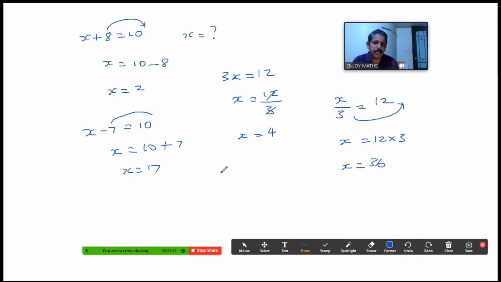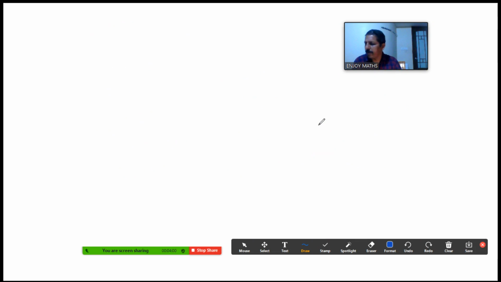Sometimes it will be written like this, x by 3 equal to 12. See, the same thing, x divided by 3, same thing. So you have to follow the same method. So this division goes to the other side as multiplication, answer is the same. So these are the basic operations in one variable.